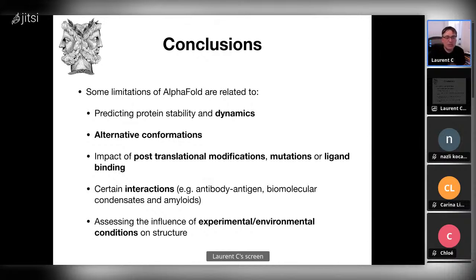And finally, there is a limited capacity to influence the prediction with either experimental or environmental conditions. So for example, you wouldn't be able to screen for the effect of pH on your structure of interest directly using AlphaFold.